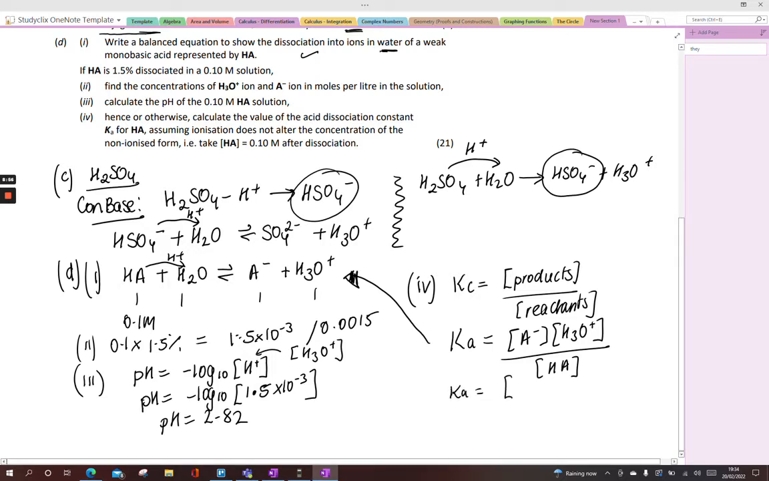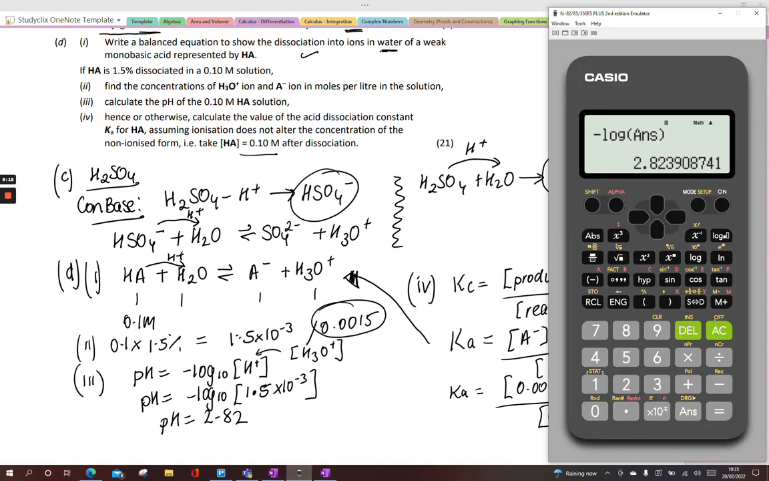We're looking at purely in terms of the acid. Throw in the values that we had, our 0.0015 of each of those. Or you could have written that as 0.0015 squared over our HA, which is 0.1. Because it did tell you, just assume that it's 0.1 so you don't have to take it away or anything. Put that into your calculator now, and jobs are good.